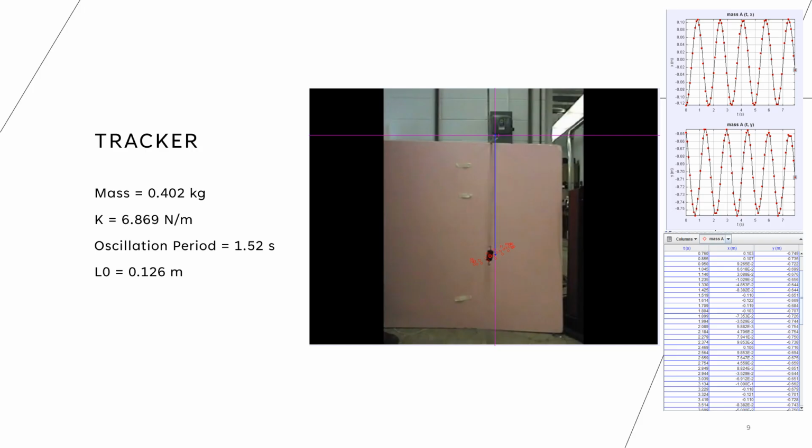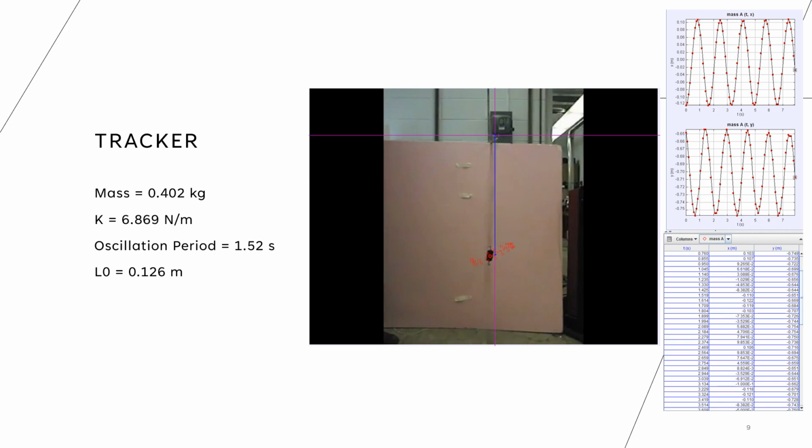Observed motion. Tracker. So here are some of the values that we retrieved from the tracker setup and program. First, we knew initially that the mass of the weight was 0.402 kilograms. We know that the spring constant is 6.869 newtons per meter due to the calculations using the aforementioned formulas.